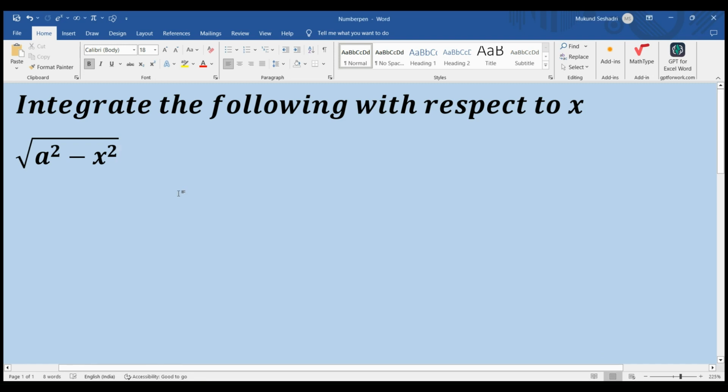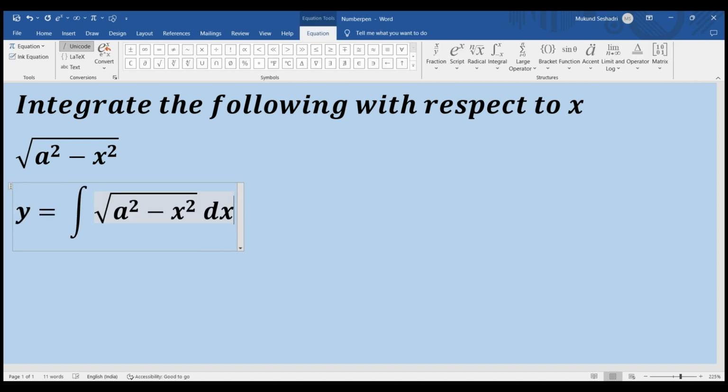So there we have the problem on the screen. Integrate the following with respect to x. This is square root of a square minus x square. So what we've been given is dy by dx and we've been asked to find y. My y is nothing but integral of the given expression. So let's write down what our y is.